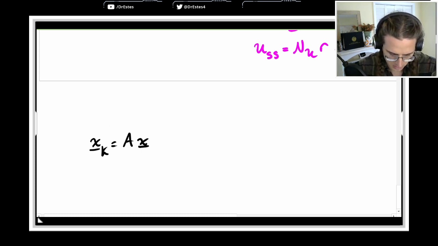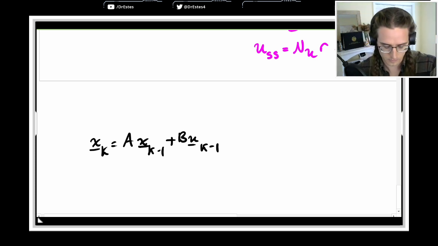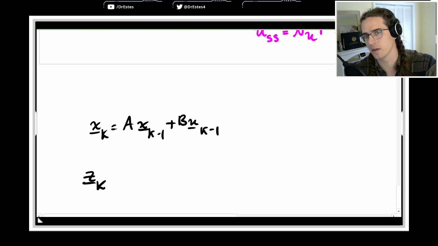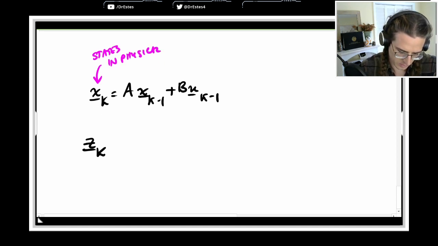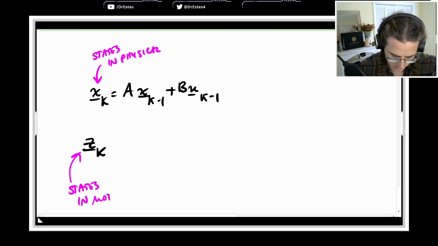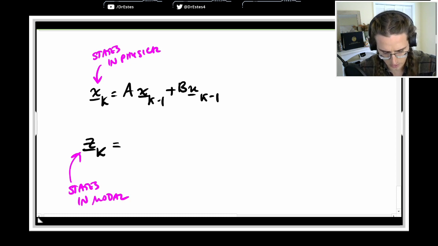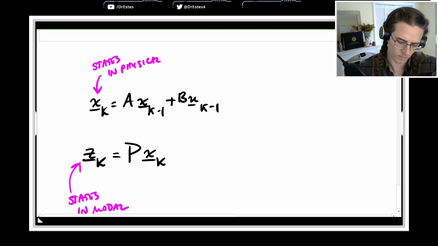Okay, let's assume that this is xk, the physical coordinates. I'm just making this generic. You could call the modal coordinates, maybe Z or something. So these are states and physical coordinates. Basically, there's a transformation matrix, maybe we'll call it P, that relates the modal coordinates to the physical. I'll come back to that in a second.